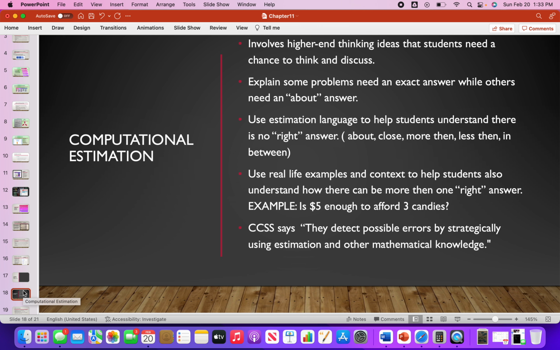Example, is 5 enough to afford 3 of your favorite candies? The Common Core State Standards says that they need to be able to detect possible errors by strategically using estimation and other mathematical knowledge.